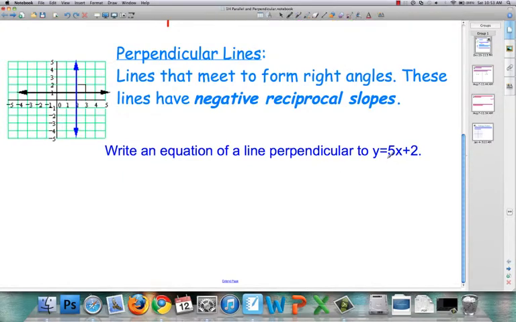Now, we'd like you to write an equation of a line perpendicular to the line y equals 5x plus 2. Well, the original slope is 5, as you can see, so our new slope has to be the negative reciprocal of that. So the new slope is negative 1/5. So an equation of a line perpendicular to that might be y equals negative 1/5 x minus 10. You can come up with one on your own.